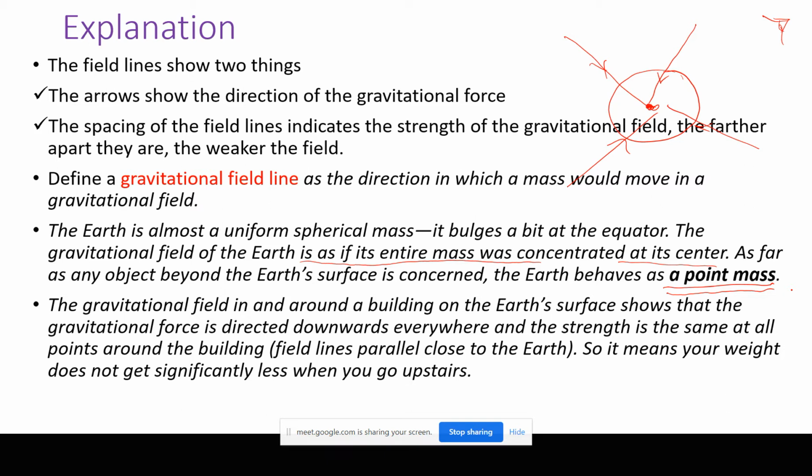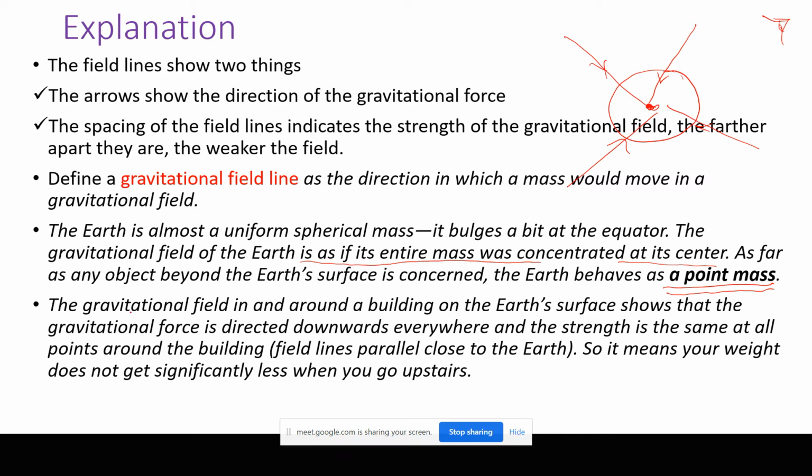We saw a point source of light in light, when we studied IGCSE. It was referring to a small source of light. So if you were to observe the Earth several kilometers away, you would get an impression that the Earth is a small mass, a point mass. But we shall later on redefine what we mean by point masses.